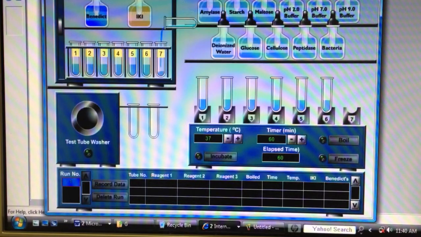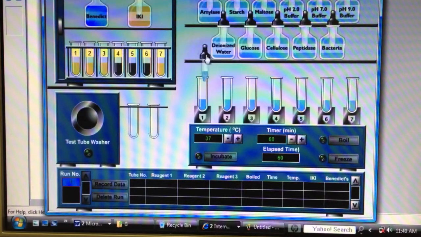So if we add iodine to the first one, like we did, number 1 is negative, number 2 is negative, number 3 is going to be negative, number 4 should be positive. We cannot break down cellulose. Number 5 is positive for starch, 6 is positive for starch, but 7 is negative for starch. 7 was the one that contained the bacterial amylase with the cellulose.